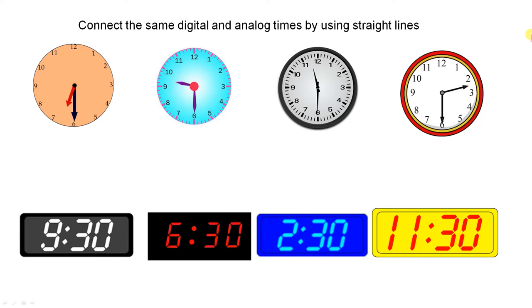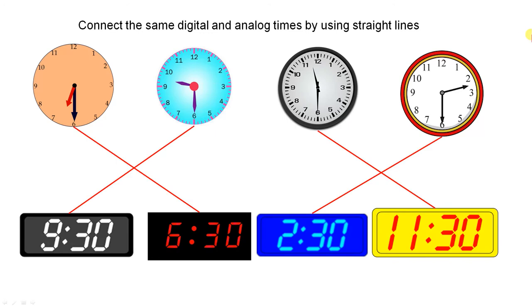And here we go for the answers. So this one here is 6:30, I've linked those two. That one there is 9:30, this one here is 11:30, and this one here is 2:30. So this video has just given you a little bit of practice on telling the time on the half hour using both digital and analog clocks.